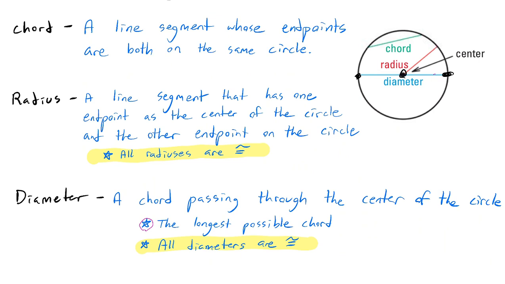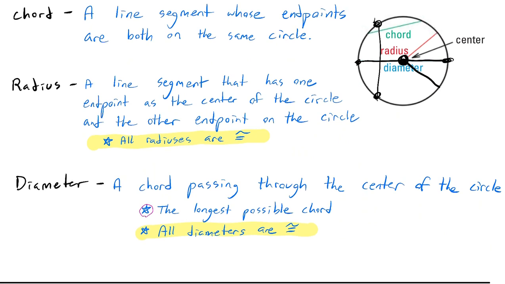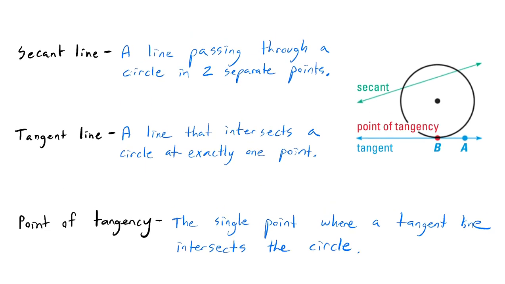Remember, if I connect center to side, I get radius. If I connect dot to any dot, I get chord. Whoa, I didn't connect those dots. And if I connect dot to dot and I happen to pass through the center, that's a diameter. Okay. All right, so then we also have two other lines.